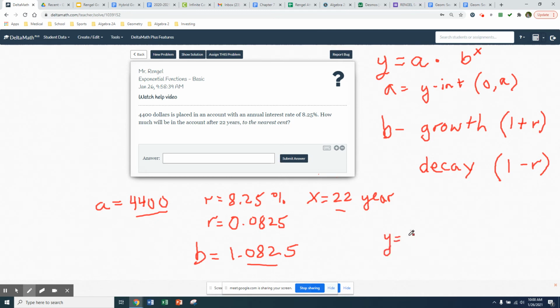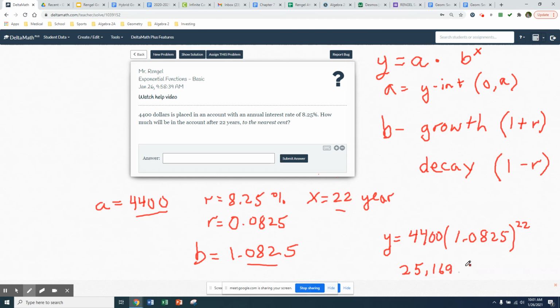Y is going to equal 4,400 times my growth rate, 1.0825, raised to 22 years. So there would be our equation. And I'm going to use my calculator, and I'm just going to use my handheld. If you need help with how to do powers, I'll try to explain it here, but we got 4,400 times 1.0825. And then to hit the exponent of 22, you're going to hit the caret, which is above divide. And then you hit 22. And we should get, it's going to be worth $25,169.